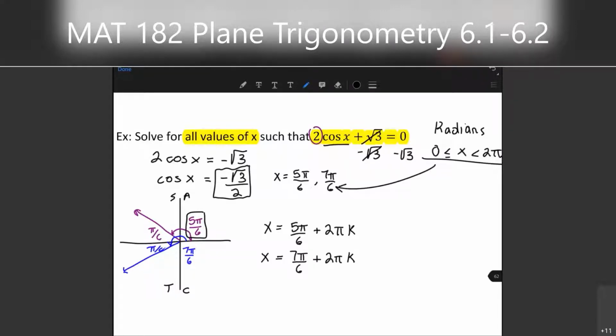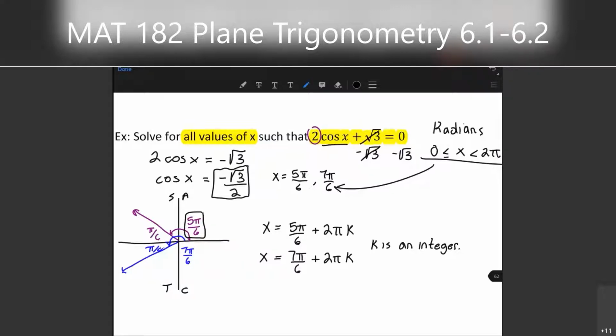Now the 2 pi is just going to be representing another rotation of that circle, and we'll be back to where we started. Excellent. And then again, k is an integer, so a positive or negative whole number.